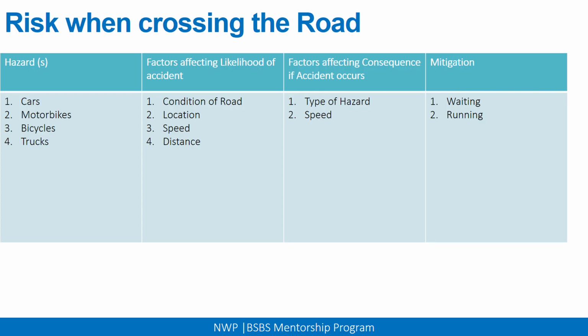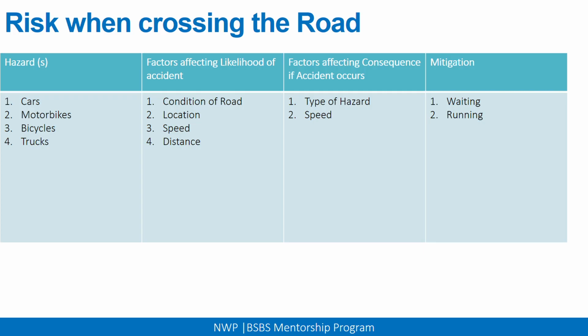So what factors are affecting the consequence if the accident occurs? The type of hazard, like I said. If a small vehicle hits you, the consequences will be different from if a larger one hits you. If a truck hits you, mostly the consequence will be more fatal as compared to a light vehicle. Or if a motorbike or bicycle hits you, you cannot compare the consequence to the truck. So these hazards will pose different consequences. Then the speed itself, so how fast the vehicle, the motorbike or the bicycle is moving, will affect the consequence if the accident occurs.